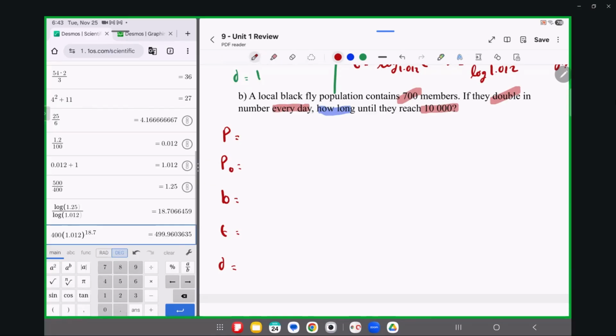Well, there's going to be 10,000 of those. How many do we start with? Well, 700. The base, how fast are these growing? We are doubling, so that's going to be 2. T is the time. We don't know how long this takes. And D is the period. So how fast does this happen? It happens every day, so D is equal to 1.